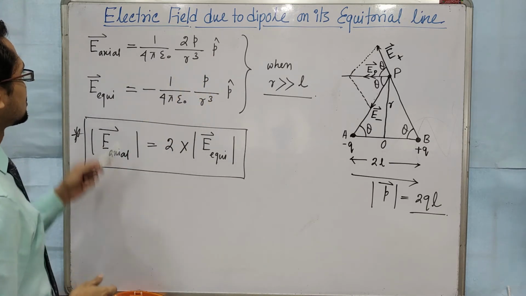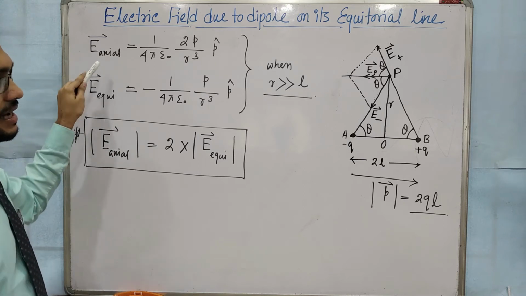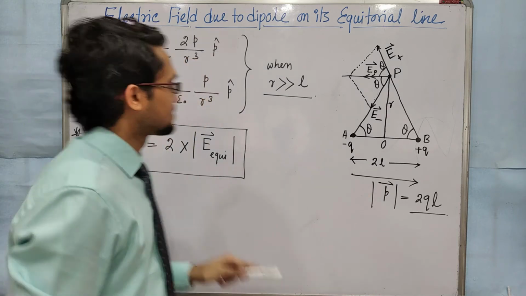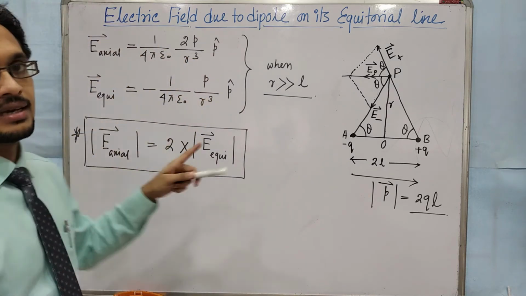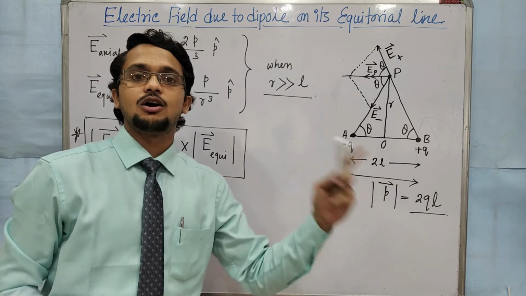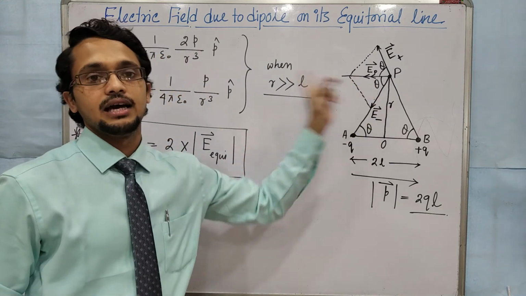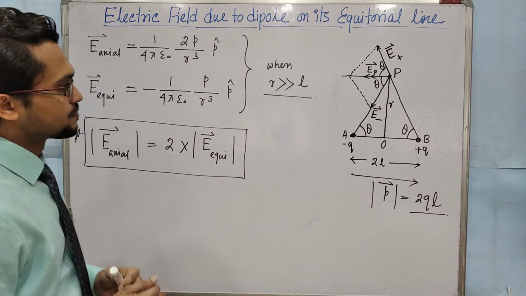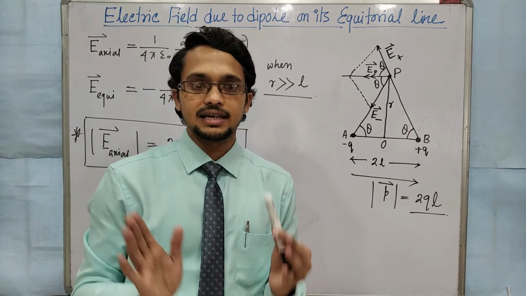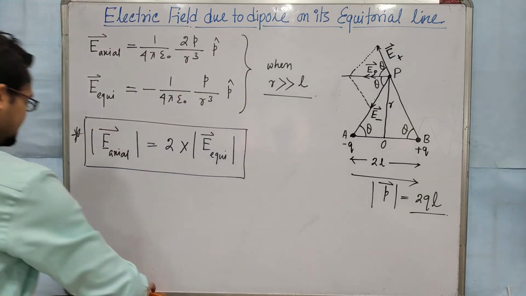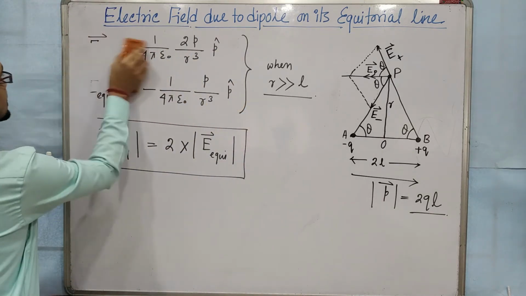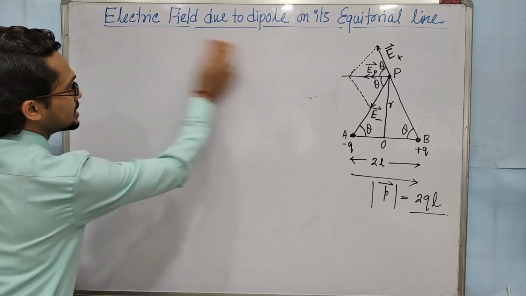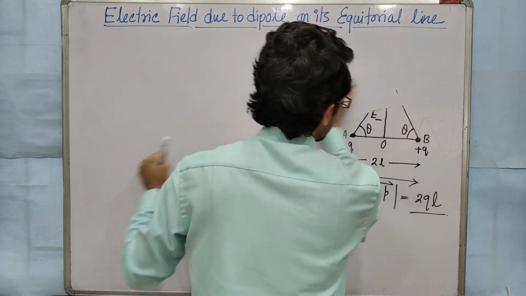So remember two things. On the axial line, the electric field intensity acts in the direction of the dipole, and on the equatorial line, the electric field intensity acts in the opposite direction of the dipole moment. Now come to the general formulas. What will be the general formula? That means at any arbitrary point, the electric field intensity due to a dipole at any arbitrary point.